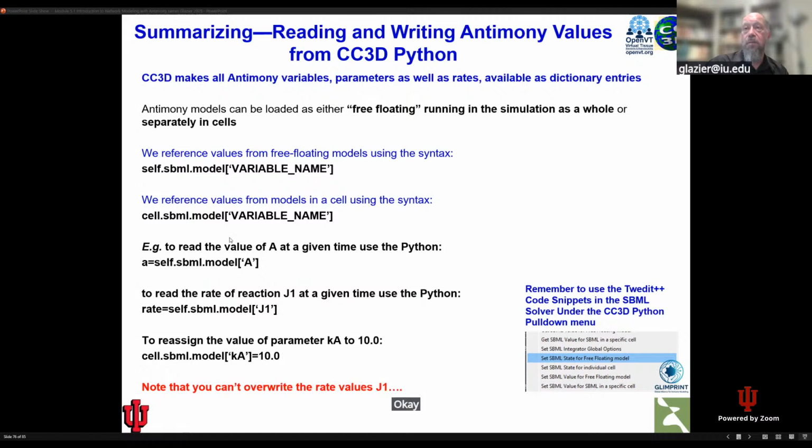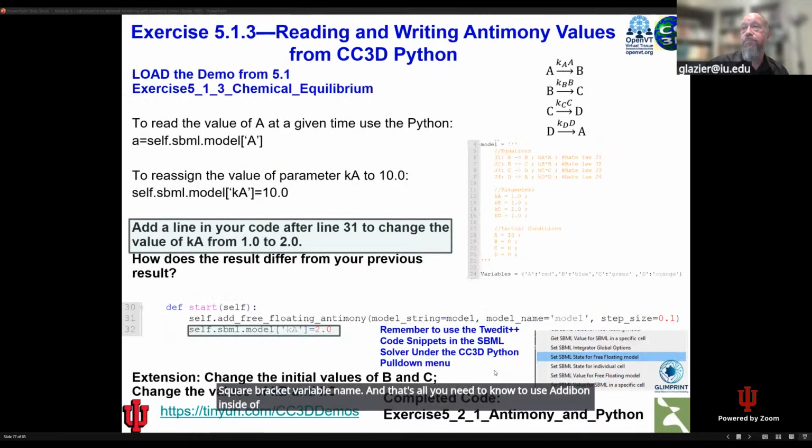Okay, so a summary. self.sbml.model here is because I called the model. If I gave the model name hello, it would be self.sbml.hello, square bracket variable name. And that's all you need to know to use Antimony inside of CompuCell.